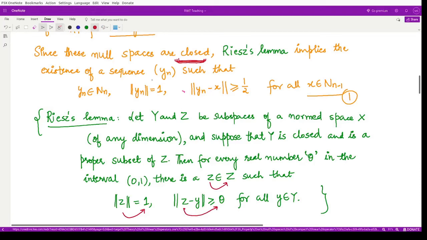So in this case, because all the null spaces are closed, we would take N_{n-1} contained in N_n, and both of them are closed, right? So we are taking some element from here, calling it y_n. The norm of this y_n is equal to 1, and the distance of this y_n from any member of the null space N_{n-1} is greater than or equal to some number lying in the open interval 0 to 1. I am taking that theta to be equal to 1/2. So this is how I am applying Riesz's lemma onto our null spaces, and we have this property on the null spaces.